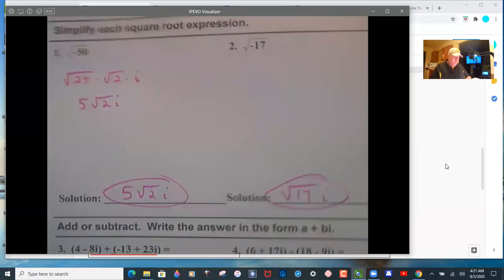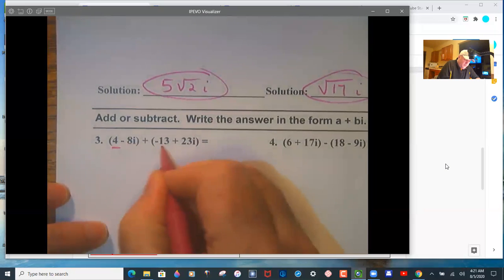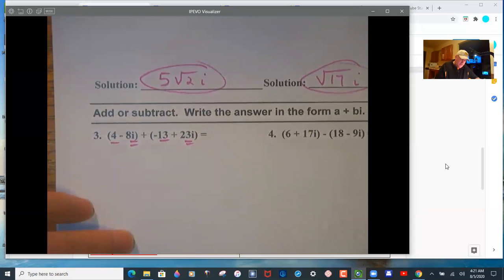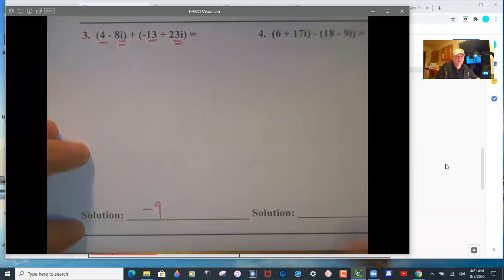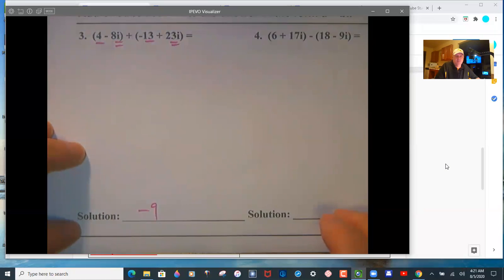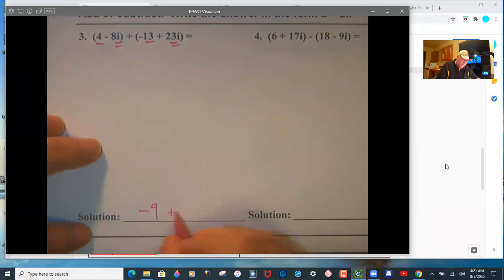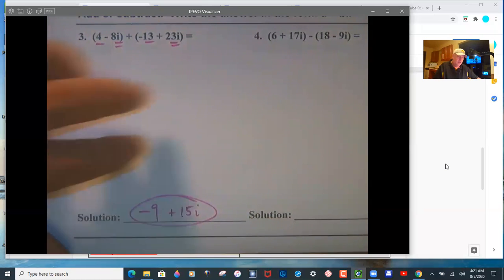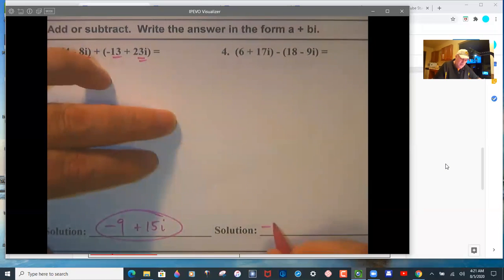So 3 and 4, add like terms. So 4 minus 13, that's negative 9. Move this up. And then negative 8 plus 23 is 15i. Pretty easy work on the first page here. That's why it's tier 1. 6 minus 18, negative 12, and then 17i minus 9i is minus negative 9i, makes 17i plus 9i, which is 26i. Don't forget to distribute the negative there.